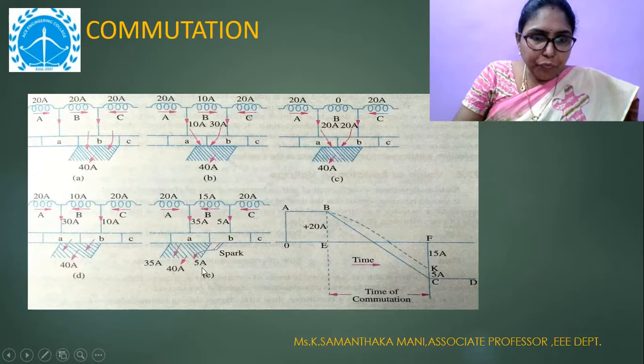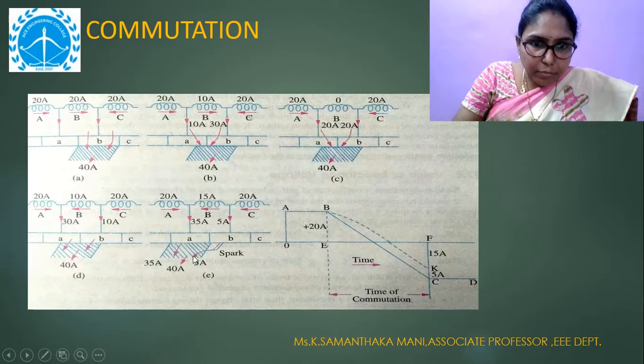Here what happens? If we observe, the brush is exactly, totally in contact with the segment A. At this condition, if the machine is designed properly and it is following ideal commutation, then what has to happen? All the 40 amperes required for this brush has to be supplied by coil A and coil B together, 40 amperes, right?